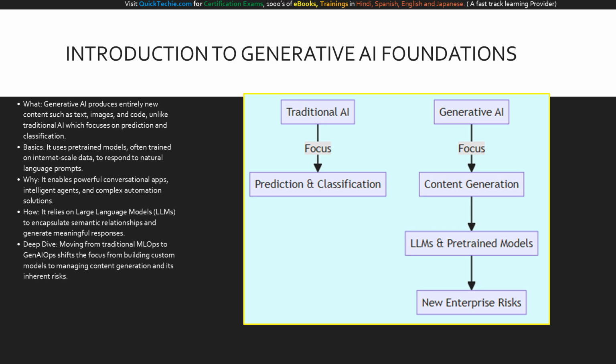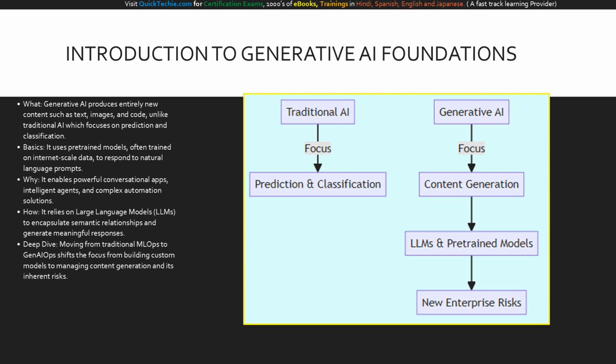How it achieves this is through large language models, or LLMs, which map the complex linguistic relationships between words to reason over inputs. However, as we dive deeper into Gen AI ops, the focus for business leaders must shift. You are no longer just building algorithms, you are managing the unpredictable nature of content generation. This unpredictability introduces severe enterprise risks that we must actively manage to safely deploy these technologies in real-world scenarios.